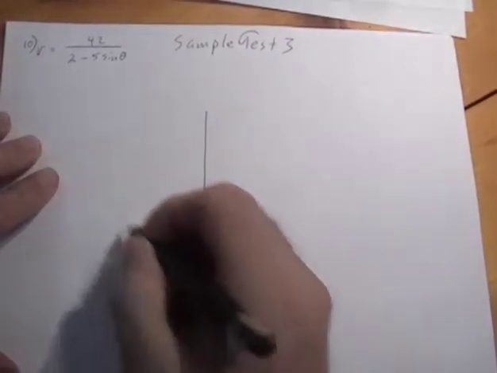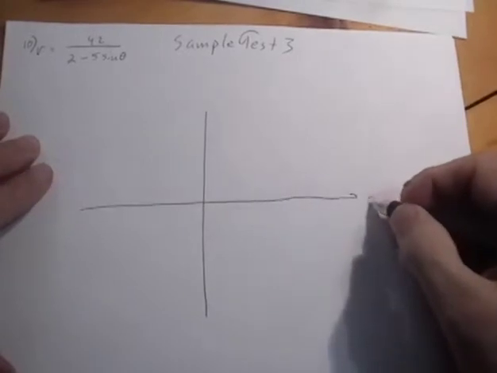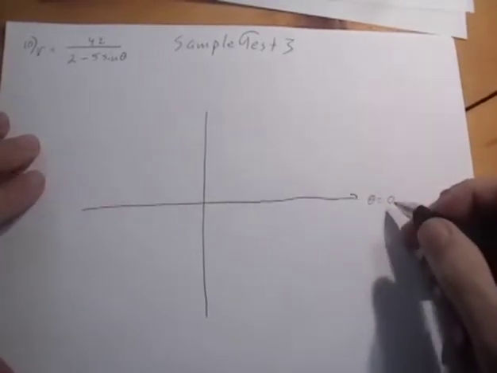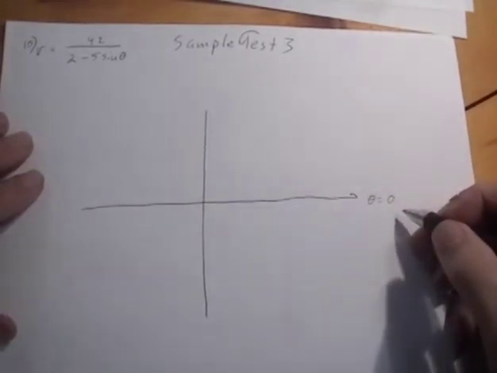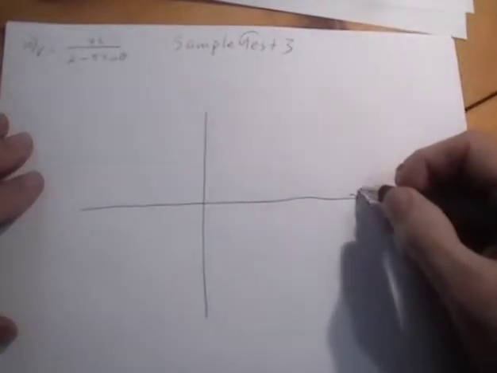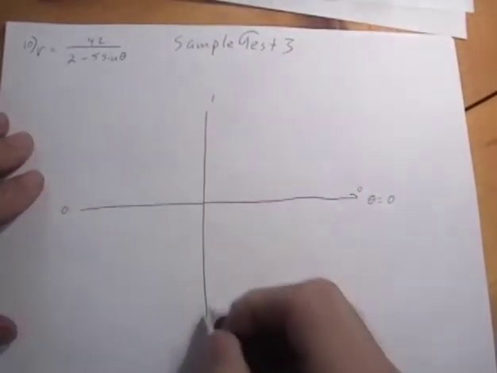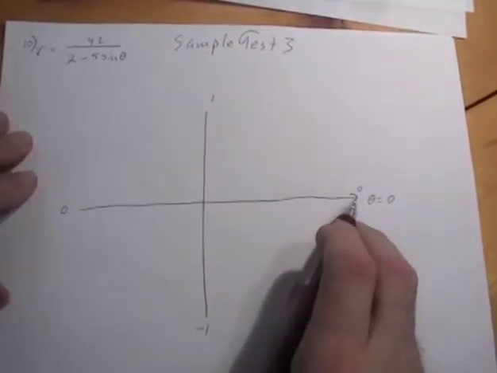I draw my crosshairs. I label one of them, pointing to the right, theta equals 0. I have sine on the bottom. Sine goes 0, 1, 0, -1, returning to 0.